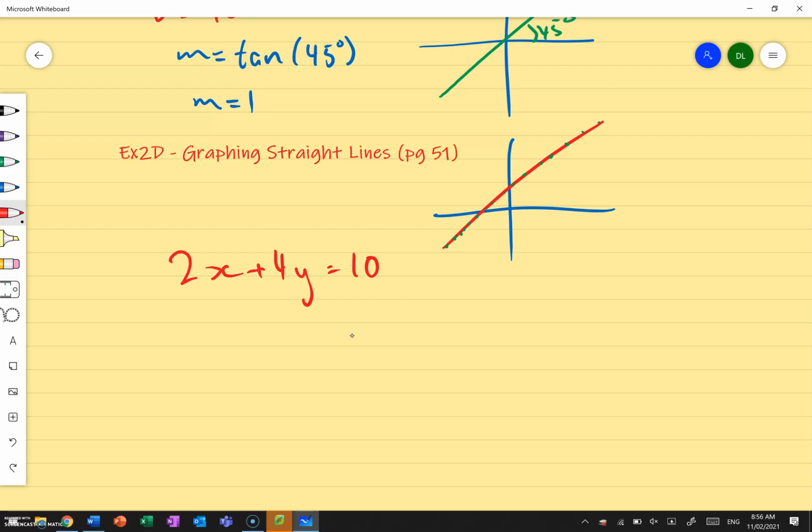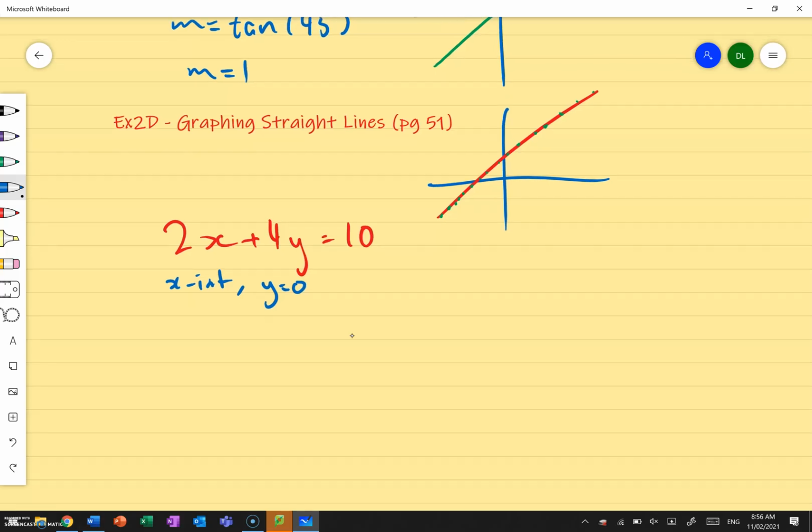What do you always do if I said graph a line? Find the intercepts, x and y, easy. It's the easiest value to put in. All I have to do is substitute y for 0, x for 0, right? Let's start by looking for the x-intercept, in which case I let y equal 0. Does that seem familiar to you guys?